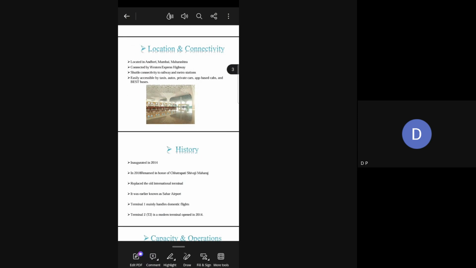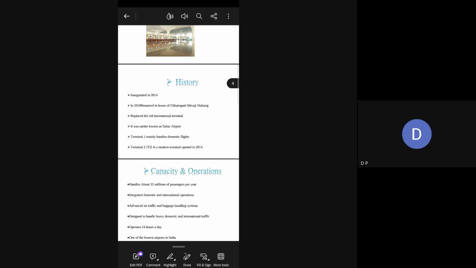Location and connectivity. Located in Andheri, Mumbai, Maharashtra, connected by the Western Express Highway, with shuttle connectivity to the railway and metro station, easily accessible by taxi, auto, and private cars. History: inaugurated in 2014. In 2018, renamed in honor of Chhatrapati Shivaji Maharaj, replacing the old international terminal. It was earlier known as the Sahar Airport. Terminal 1 mainly handles domestic flights, and Terminal 2 is a modern terminal opened in 2014.